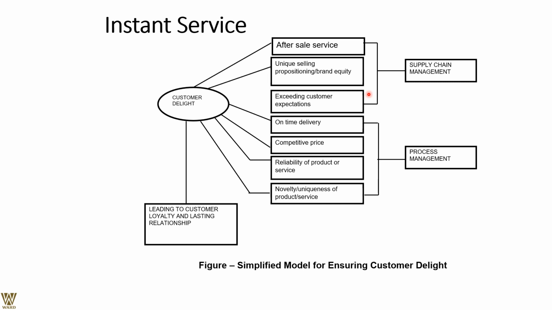Unique selling proposition is delivery, doorstep delivery, on-time delivery, and competitive pricing: whatever the competitor is pricing the product at, you are matching them, with improved quality and improved service, reliability of products and services, and novelty and uniqueness of the products and services. Now remember, the first three, after-sales service, unique selling proposition, and exceeding customer expectation, are part of the supply chain, whereas the rest is ongoing process management in terms of delivery, pricing, quality of product, and new product development. This is what makes the customer jump out of his or her seat, leading to customer loyalty and a lasting relationship.